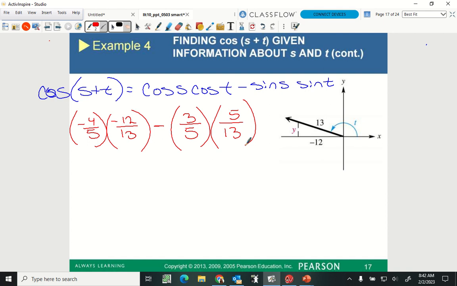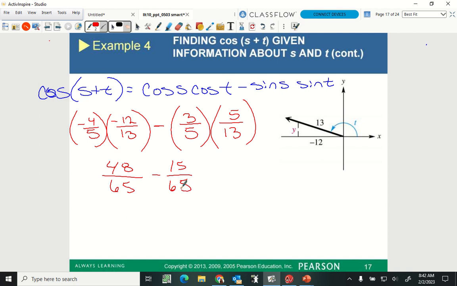Now, from here, do you think you could actually do this now that you know where the reference sheet is? You have the sum identities right there, right? Probably. It's just the x's, y's, and r's all over again. So let's multiply this together. Negative times negative is going to give me positive 48 over 65, minus 15 over 65 again.